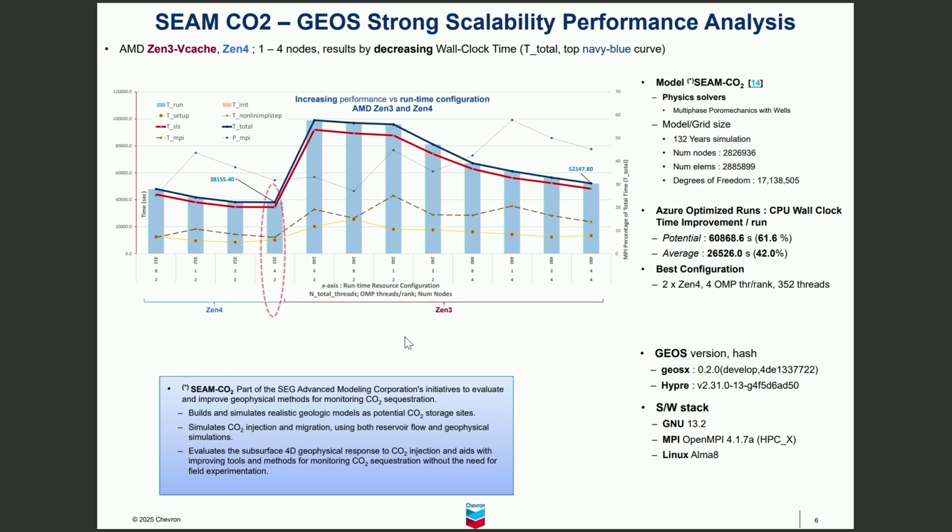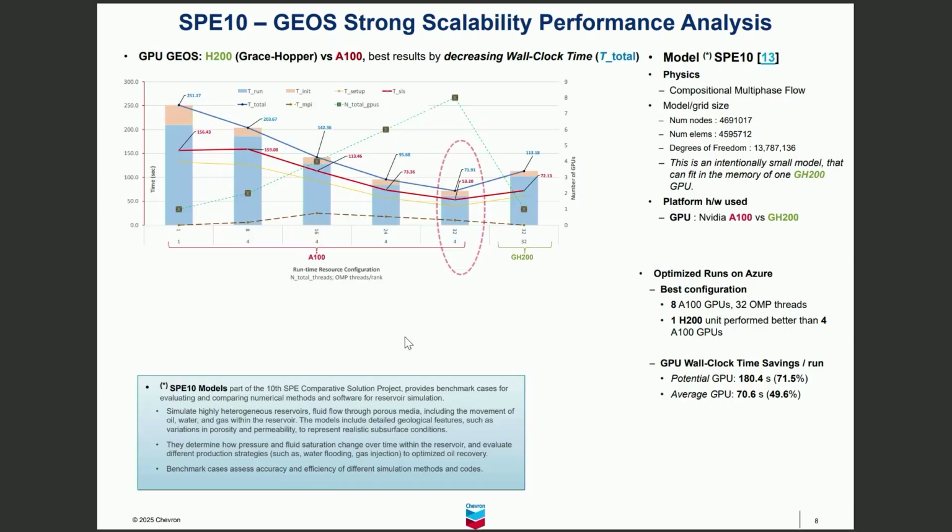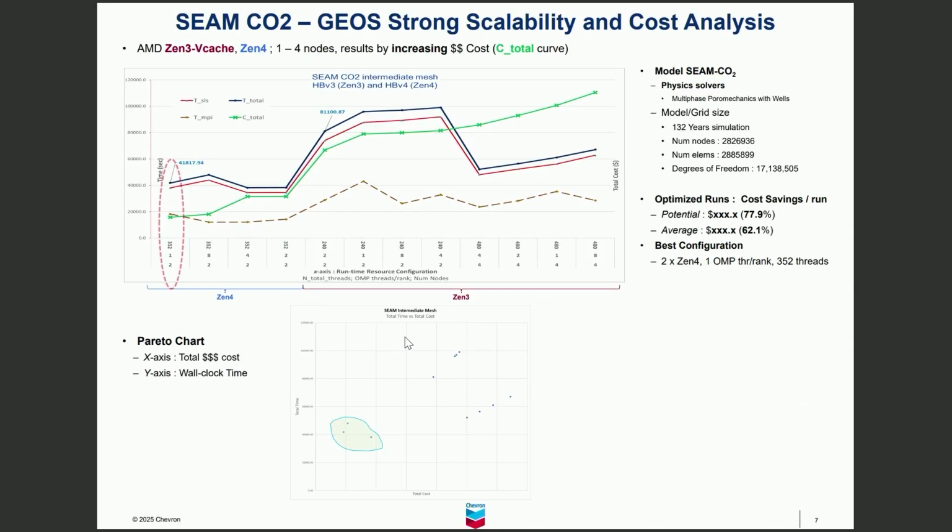Okay, so let's proceed. So this is the execution time. How about the cost? We cannot show you exact figures of how much exactly time we spend. This is exactly the same experiments, but now this green curve is how much money we spent to run it on Azure. And now this is actually the cheapest way to run it on Azure. Still 2 nodes, Zen 4 with actually 1 thread per rank and 352 ranks. Okay. And this is the minimum cost time.